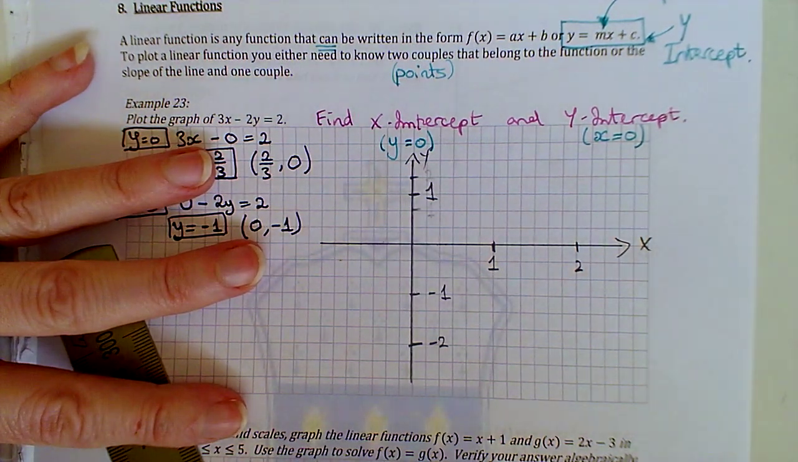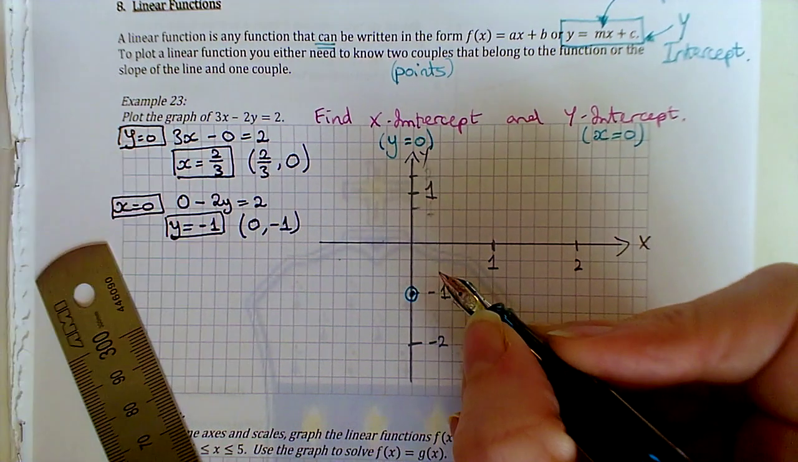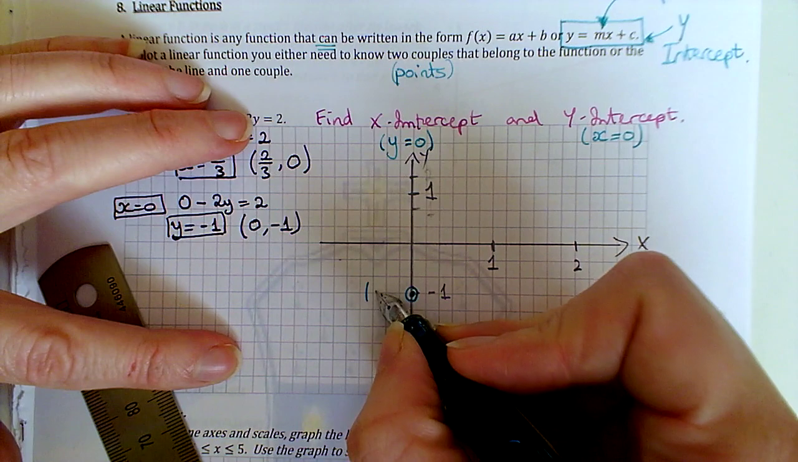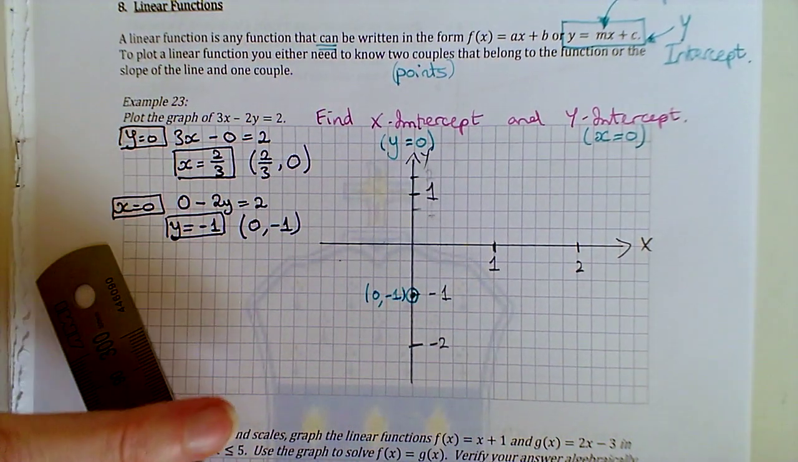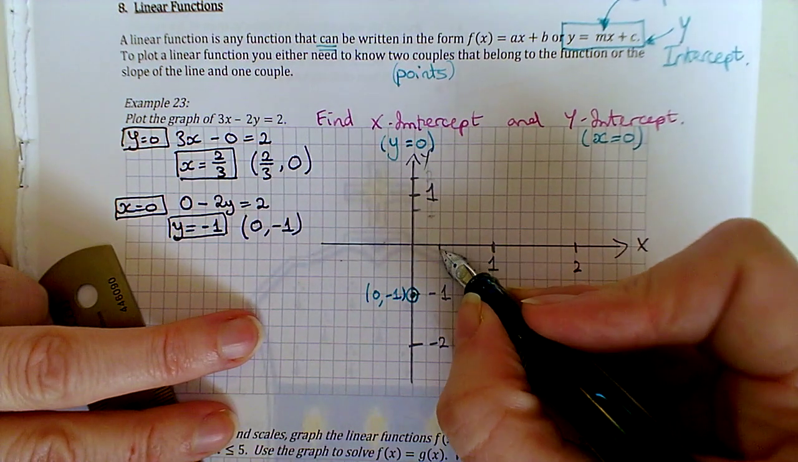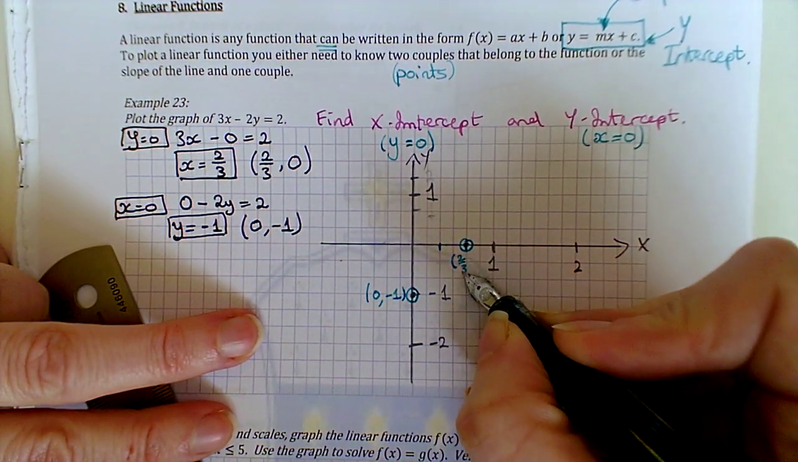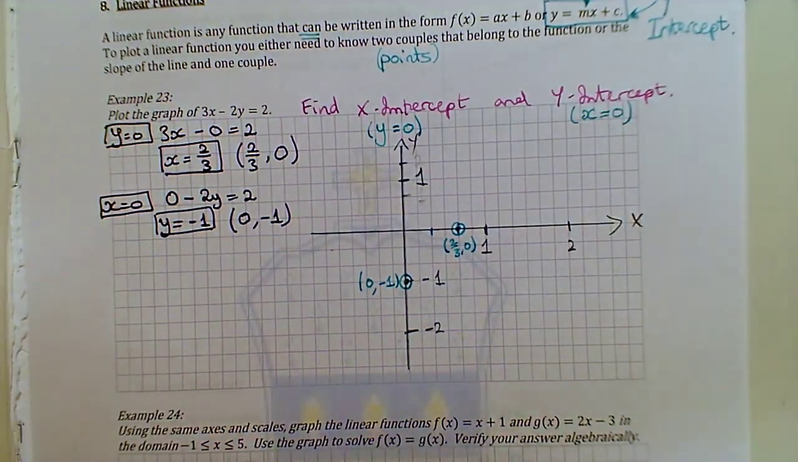And we'll mark in our points. So the y point first, minus 1. There's my y-intercept. I don't have to label it, but I just want to make it clear because it's the first time we're doing it. And my x-intercept then, 2/3. 2/3, 0. And then all I need to do is draw a straight line going through those 2 points.